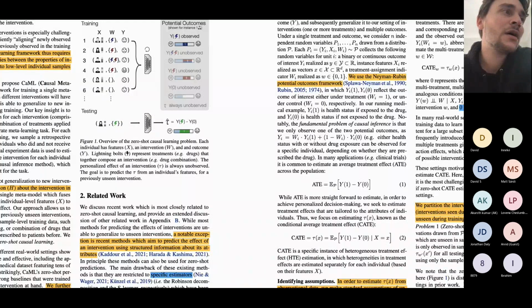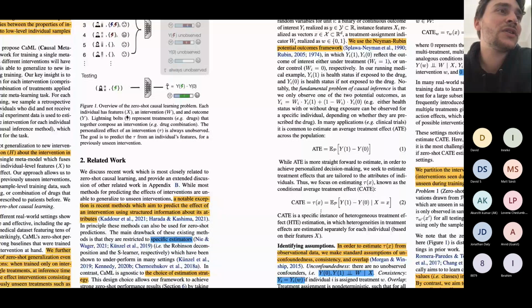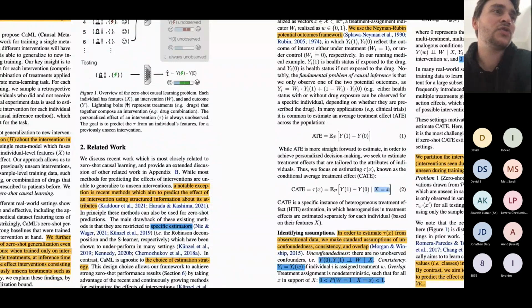And then the conditional average treatment effect is when you're conditioning on the individual, like the individual's description, and you want to know what the estimated treatment effect is by taking the expectation over all other uncertainty in the problem.